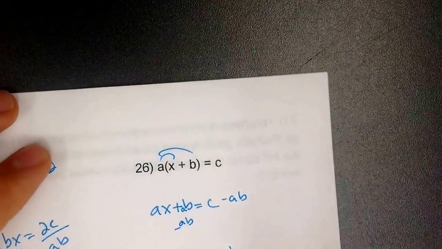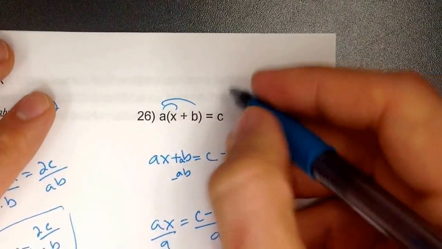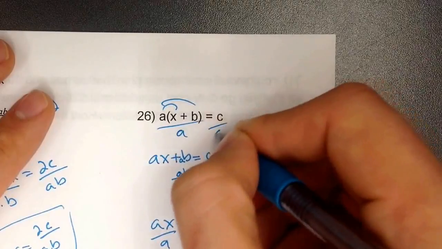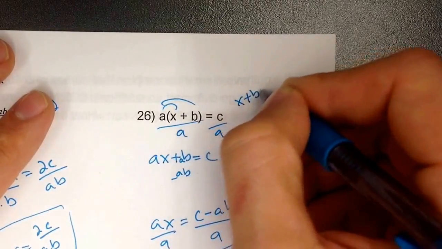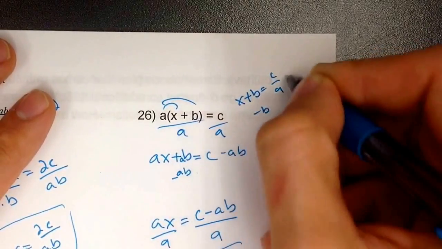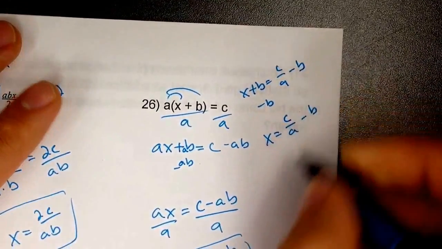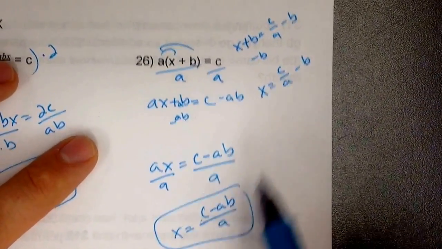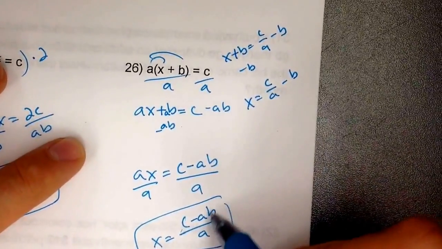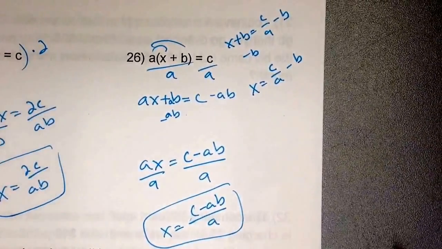The other way to do it is to take and divide this a off right at the beginning. So we divide both sides by a, and that'll give you x plus b is equal to c over a. You subtract the b, and you'll notice these two answers, though they look a little different. If I divide that a into c, you get this term. If I divide the a into ab, you get that term. So they are going to be the same.